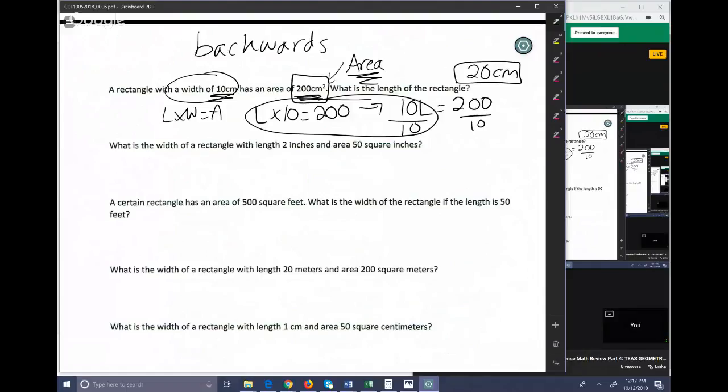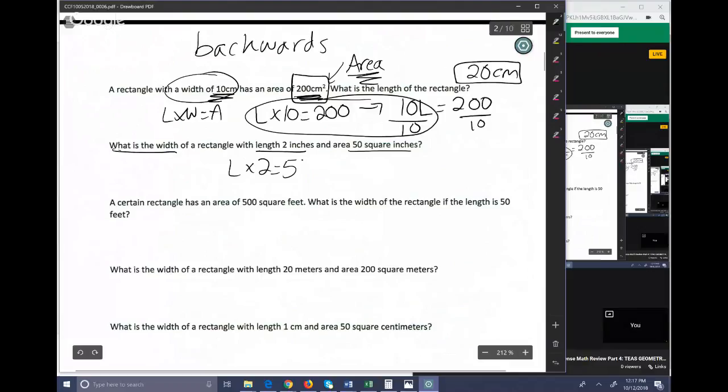The next one, same kind of thing. What is the width of a rectangle that has a length of 2 inches and an area of 50 square inches? So we are looking for width this time, and it 100% does not matter whether you're looking for length or width. They are the same thing. So length times 2 equaled 50 in this case. That's going to mean that that other side was 25 inches. This answer is not an area. It's a length or a width. So you're just going to say inches.